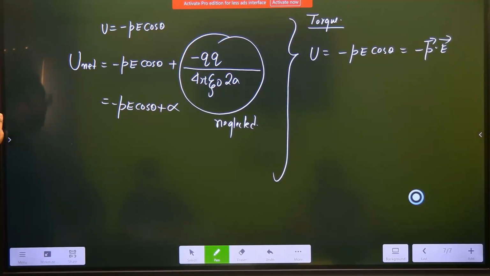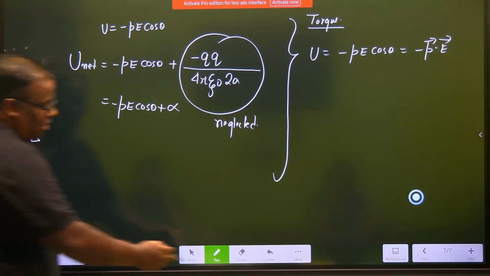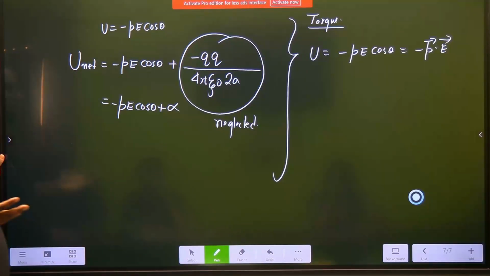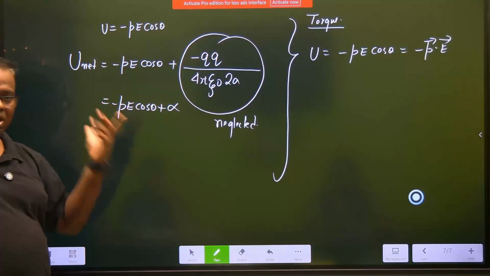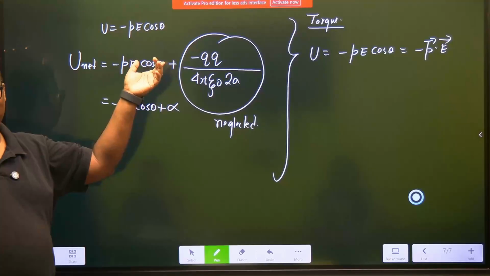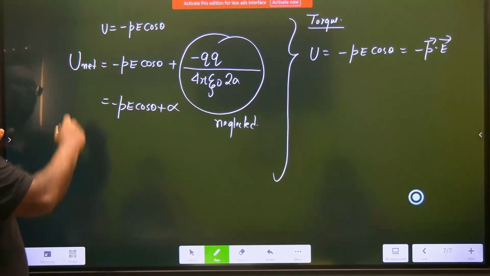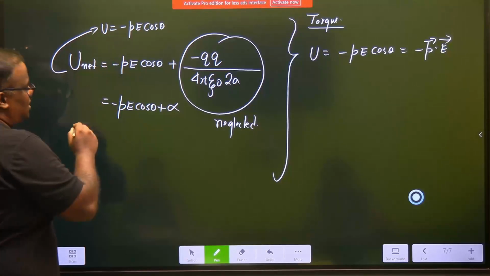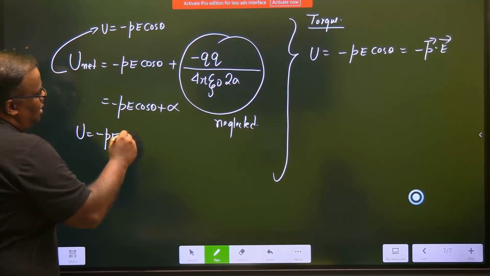Wait, don't write. Get the beauty of it. Plus some constant alpha. When you actually measure potential, do you actually measure potential or potential difference? You always measure potential difference. This alpha, if it is added in one configuration, it is there in the other configuration also. So the alphas all cancel each other. Therefore, the unit is taken same as this, and we say U is equal to minus PE cos theta.